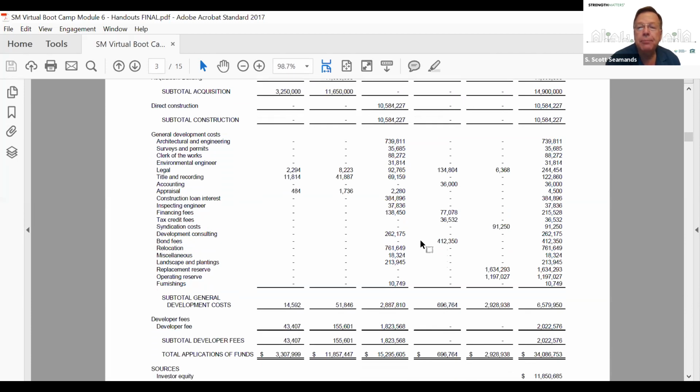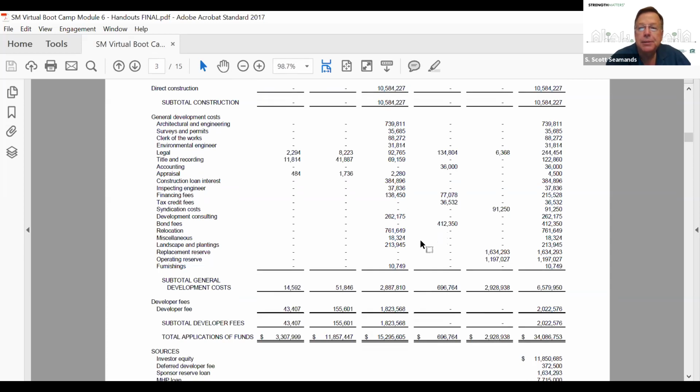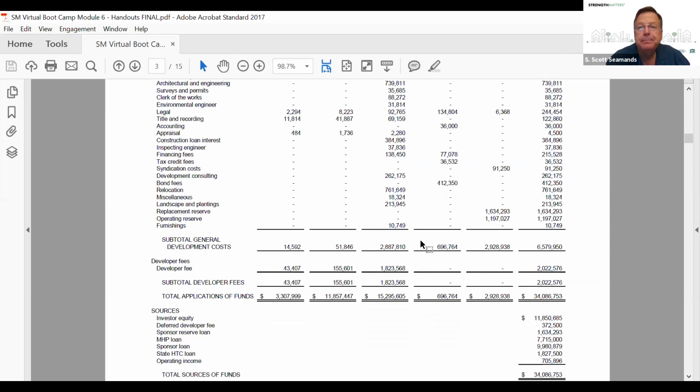Some of those non-deductible items are the reserves. You see towards the bottom, the replacement reserve, the operating reserve. Not land, not building, not expense, not amortized. It's just cash sitting in a reserve account. So that's not even a deductible item until it's spent on something.